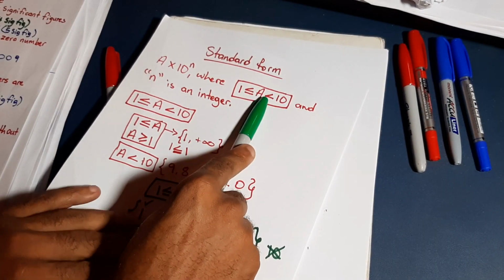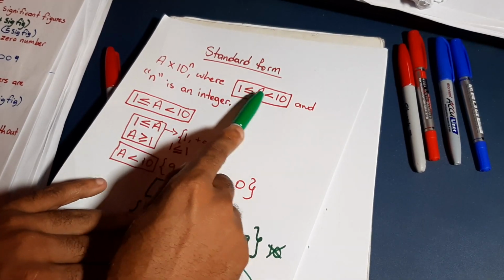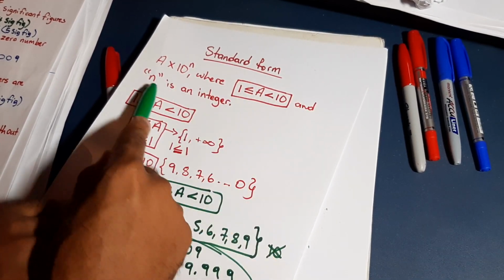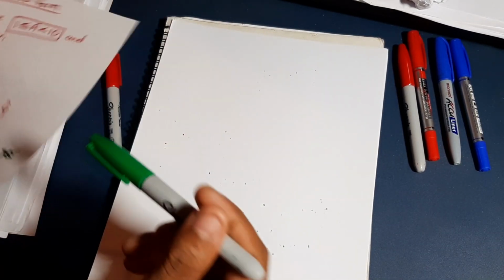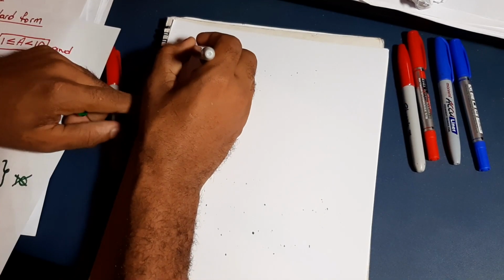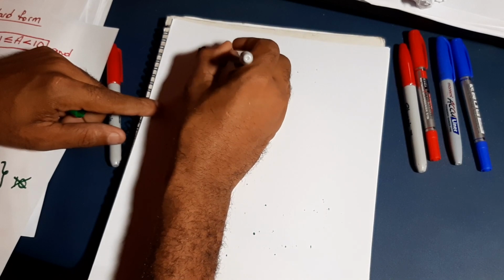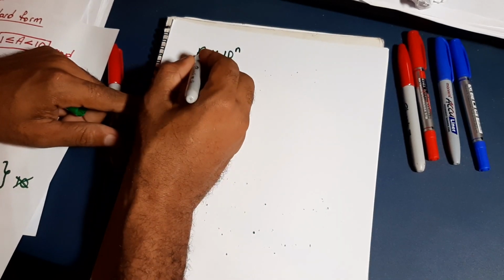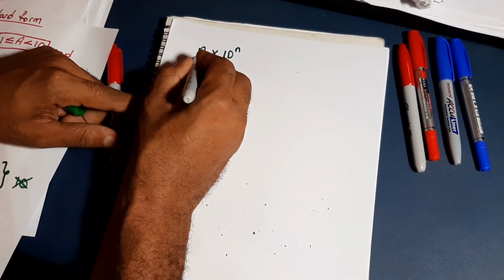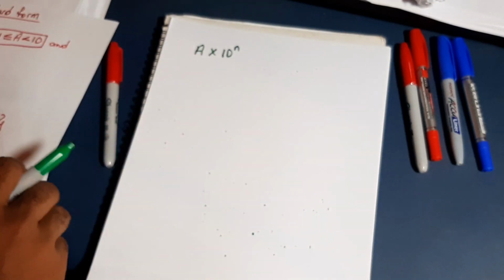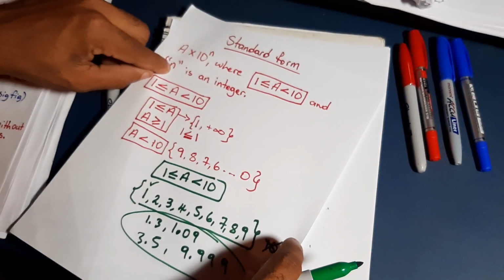What I explained before was the inequality, because I said a should be greater than or equal to 1 but less than 10. Let's look at the n part. Now, writing this back, let's say this is our formula. Now I have explained a. Let's talk about n. I said that n is an integer.